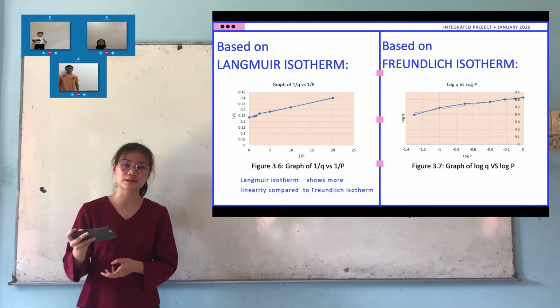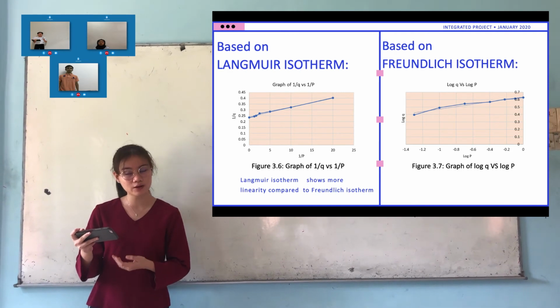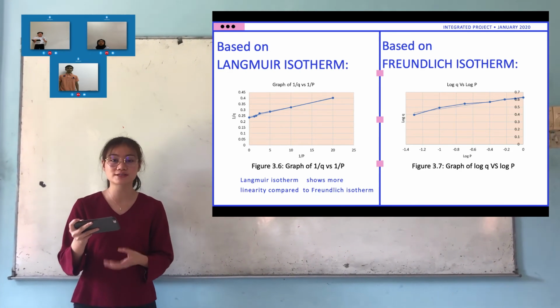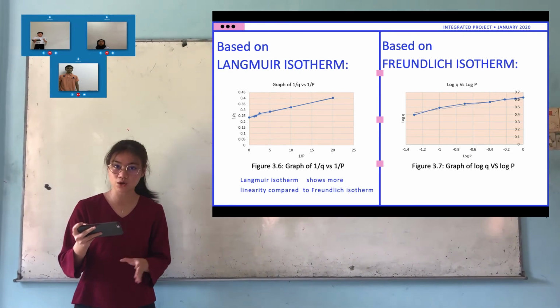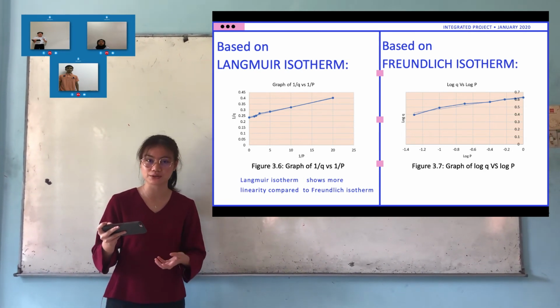In the Langmuir isotherm, a graph of 1 over Q versus 1 over P was constructed. Meanwhile, in the Freundlich isotherm, a graph of log Q versus log P was constructed. Based on our findings, the Langmuir isotherm shows more linearity compared to the Freundlich isotherm.